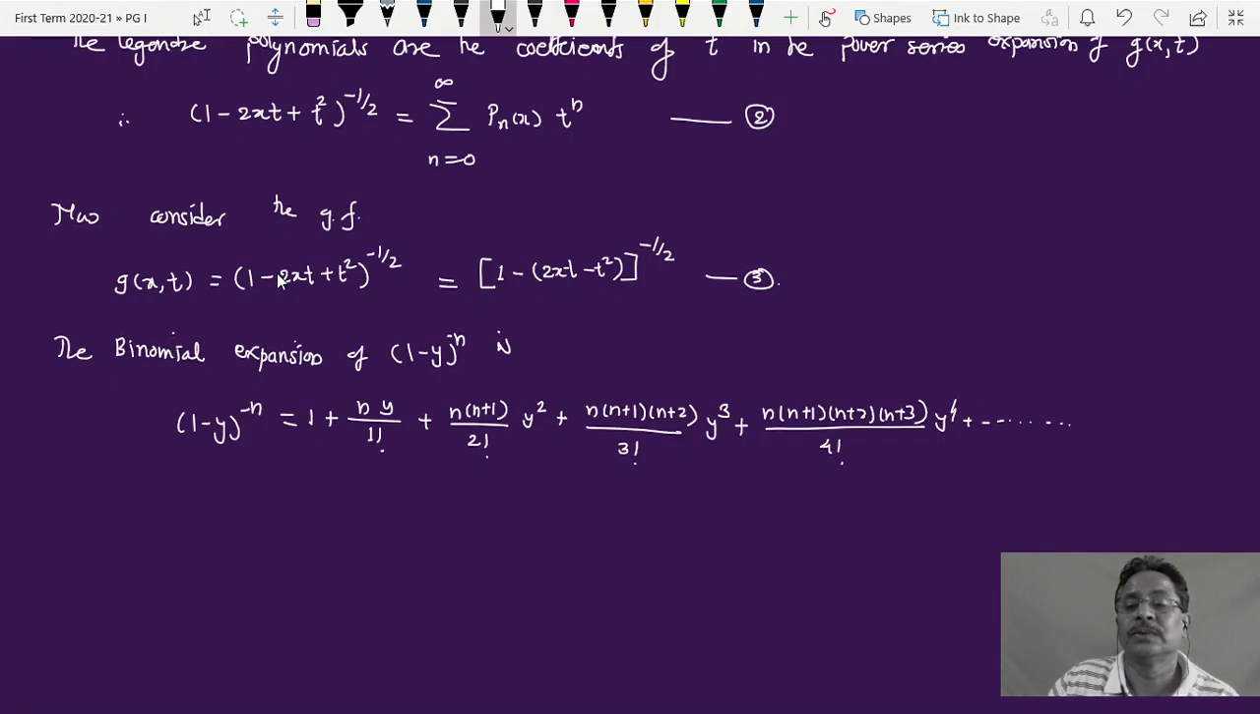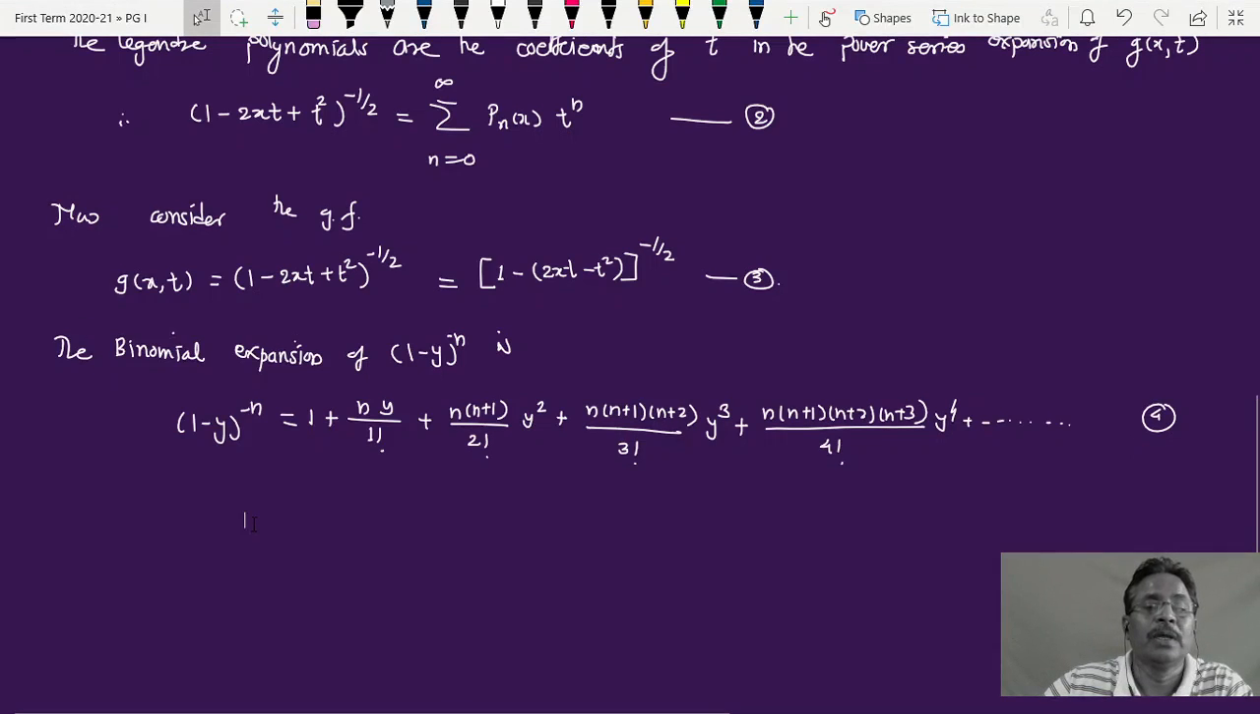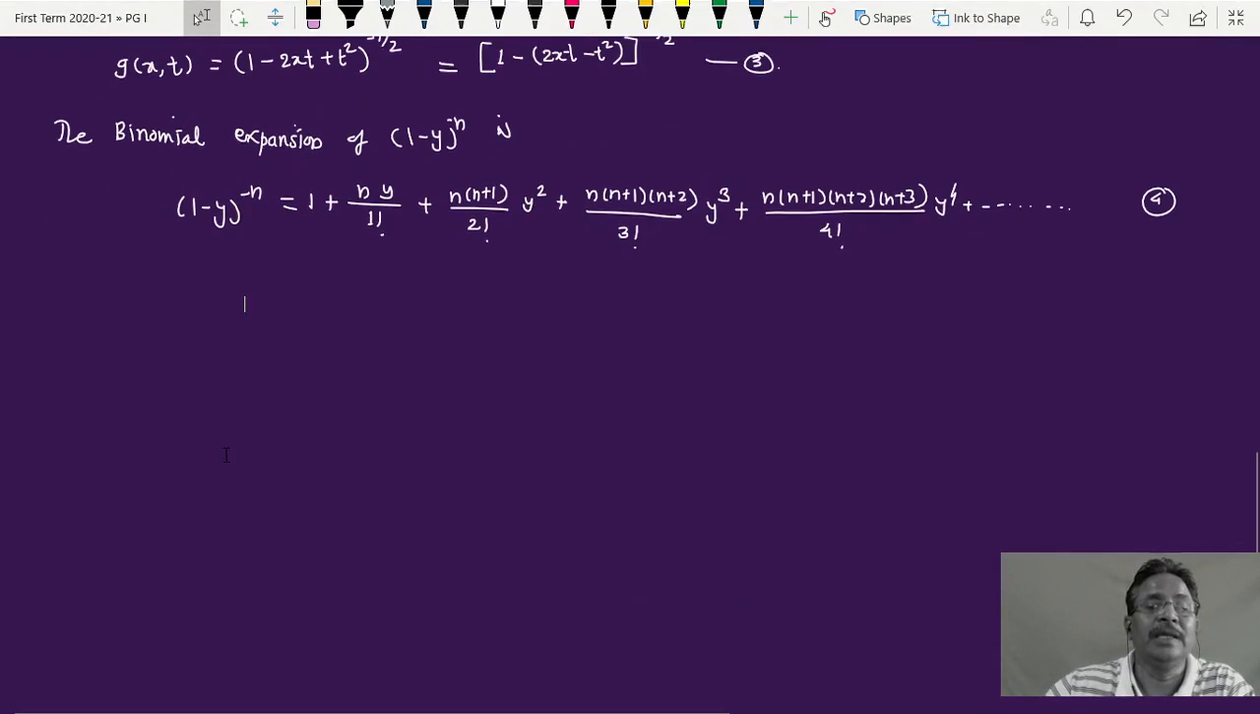Infinite series. So this is my equation 4. This binomial expansion of (1 minus y) raised to minus n is given by 1 plus n into small y divided by 1 factorial. The second term is n into (n plus 1) upon 2 factorial into y square. The third term is n into (n plus 1) into (n plus 2) upon 3 factorial into y raised to 3, and so on. This is what a binomial expansion of (1 minus y) raised to minus n looks like.